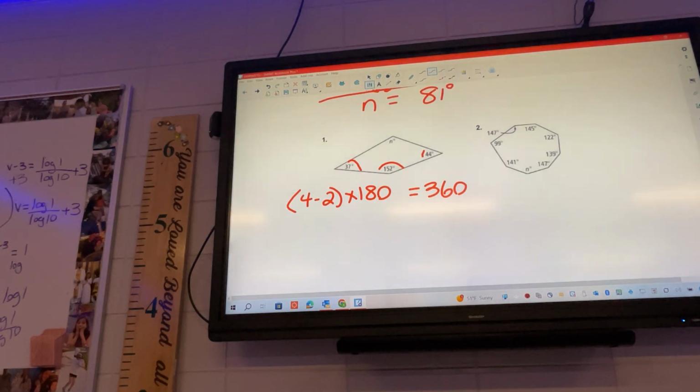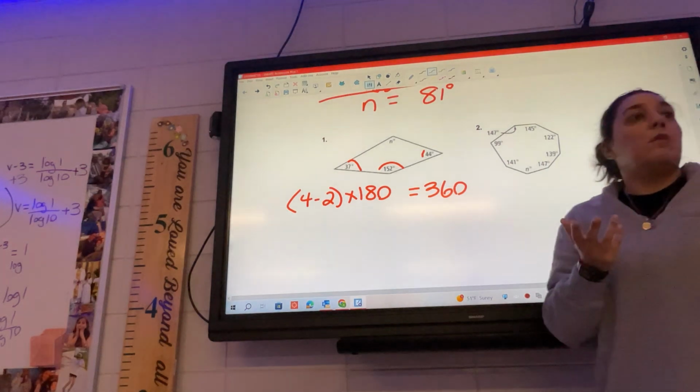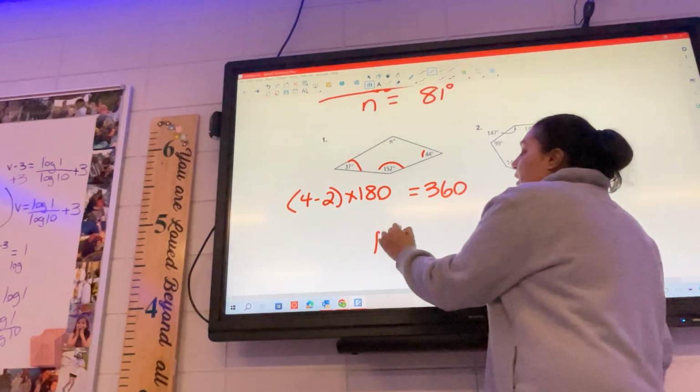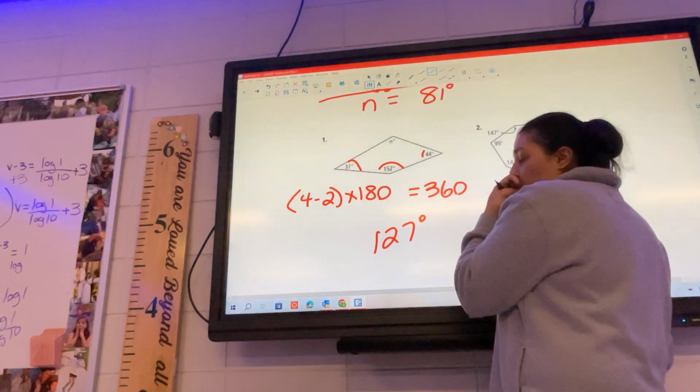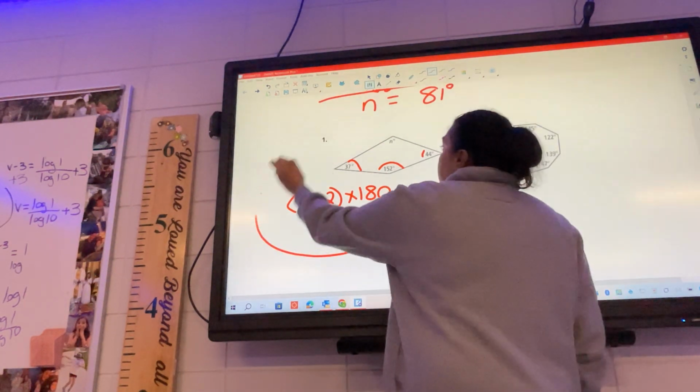What do you get? 127. 127? Yes. The remaining number. Is it 127? Yeah. Okay, so 127. First of all, degrees. Second of all, where is that? It's the N, okay? So it's really up here.